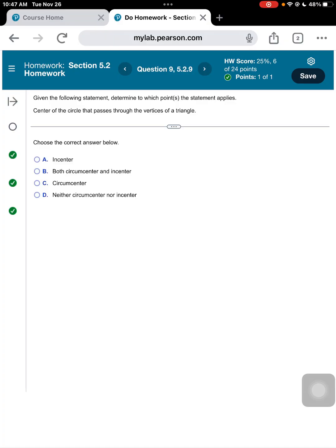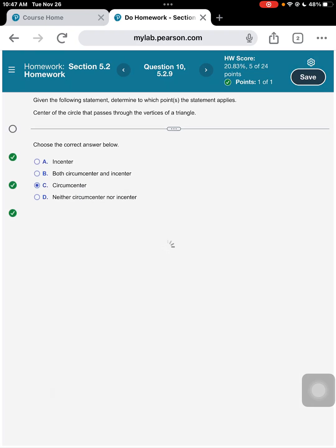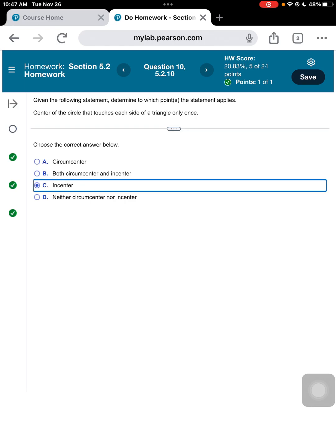Now, the center of the circle that passes through the vertices of a triangle, isn't that just your circumcenter? Because what do we know about a circumcenter? A circumcenter is equidistant to the vertices of the triangle, so they're obviously going to pass through it, right? So that's our circumcenter. Remember that our incenter is equidistant to the sides of the triangle, not to the vertices, okay? All right. The center of the circle that touches each side of a triangle only once, that's your incenter, okay?